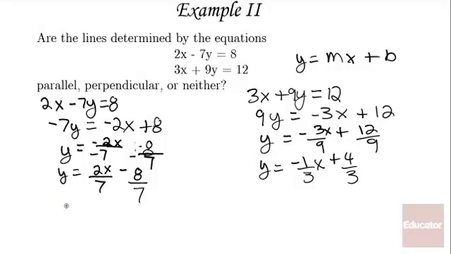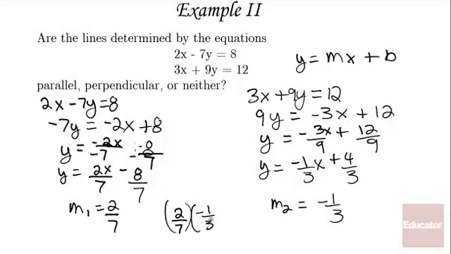When I look here, I see that I have one equation with the slope of 2/7, and another equation with the slope of negative 1/3. Are these parallel? No, they do not have the same slope, therefore they are not parallel. Are they perpendicular? Well, if these were perpendicular, then I would expect that if I found their product, it would equal negative 1. But it does not equal negative 1. These slopes are not negative reciprocals of each other. Therefore, these are not perpendicular.